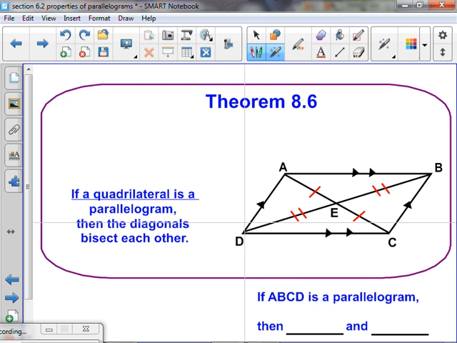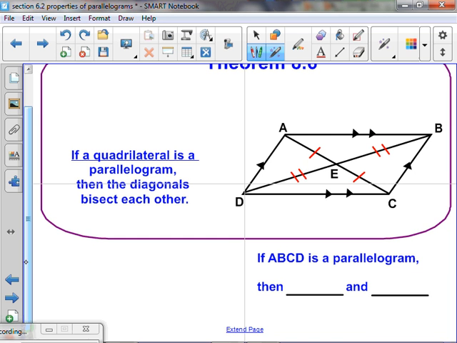So if ABCD is a parallelogram, then we know that AE must be congruent to EC, and we know that BE must be congruent to ED. That is to say that this must be congruent to this, and this must be congruent to that. Okay? Pretty simple, I think. Let's move on.